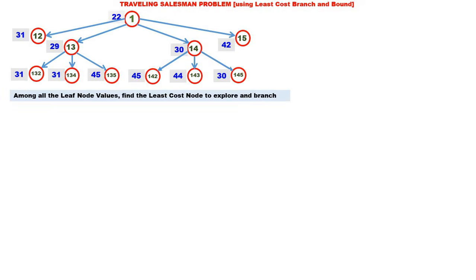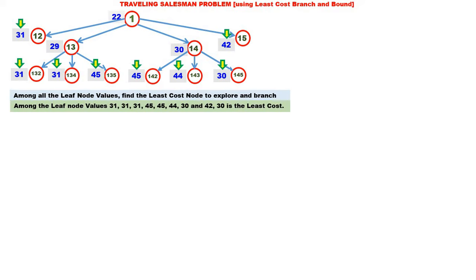Now among all the leaf node values, find the least cost node to explore the branch. So what are the leaf node values? 31, 31, 31, 45, 45, 40, 30 and 42. So what is the minimum among all of these values? 30 is the minimum. So 30 is the least cost and 30 is the least cost for node 145. So we should explore 145.